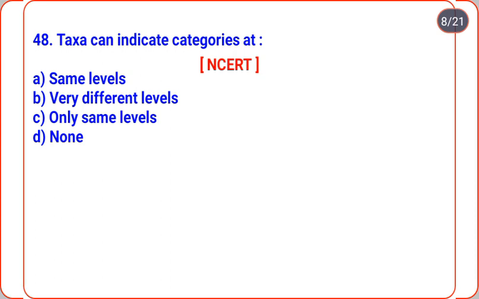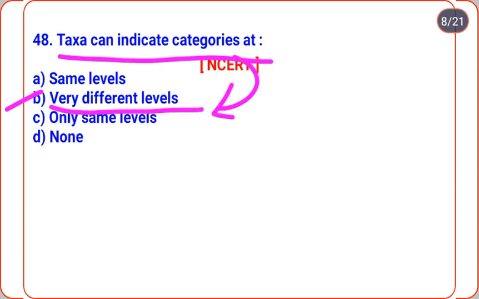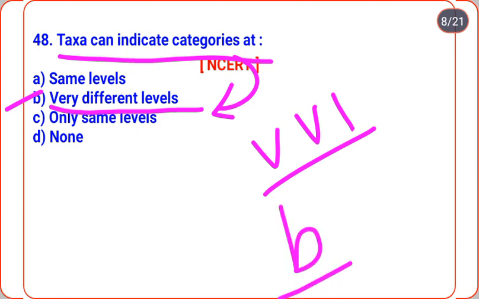So here the correct option is very different level. Taxa can indicate at very different level. Okay, taxa can indicate at very different level. Very important question and quite difficult. So B.